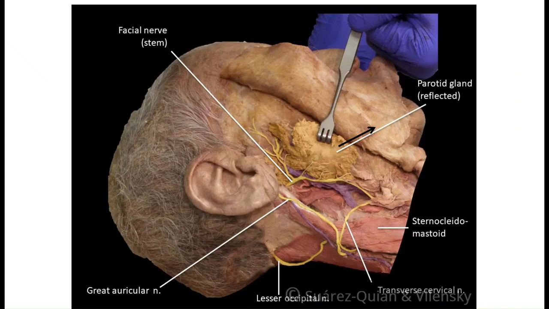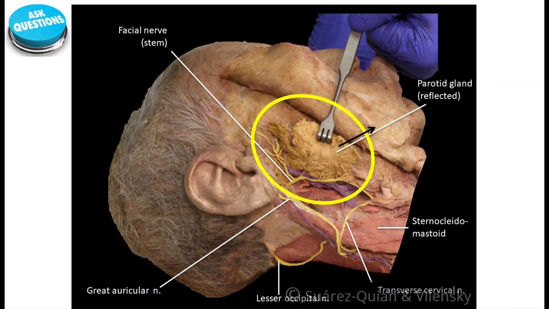This is a cadaveric image of the parotid area, where you can see that inside this oval shape is the parotid gland, and the skin has been dissected and reflected anteriorly, and you can see that this is the stem of the facial nerve, and it gets into the parotid gland. The retractor is pushing the superficial part of the salivary gland upwards to show you the main stem and the different branches of the facial nerve.